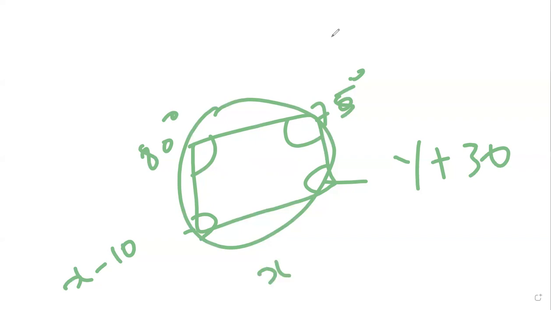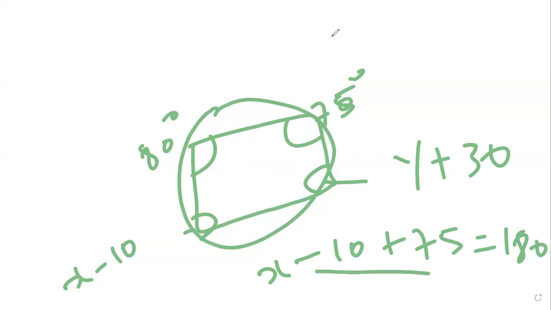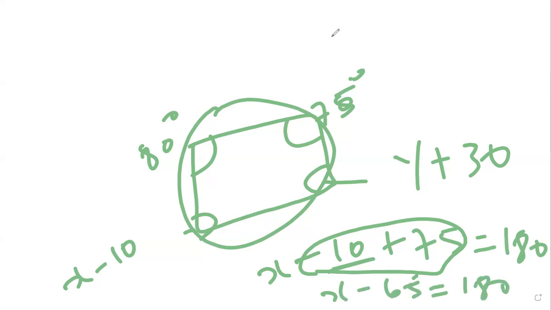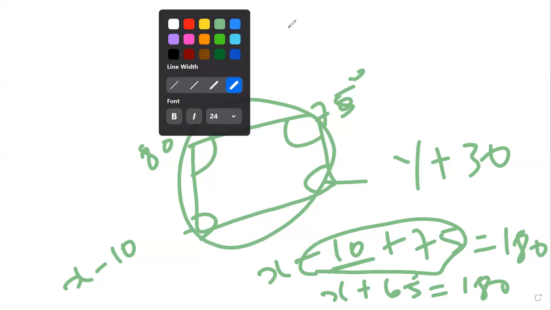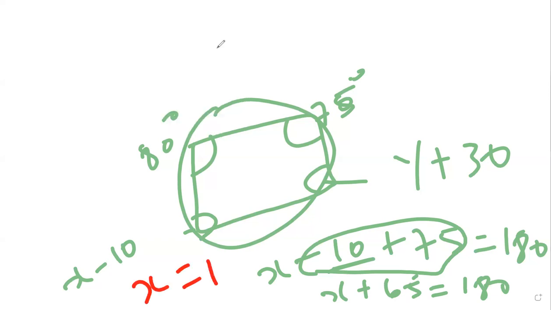So x minus 10 plus 75 should equal 180. I'm going to group the like terms. So when I take away 10 from 75, I'm left with x plus 65 is equal to 180. If I were to subtract 65 from both sides, I will get x equal to 115 degrees. So x is equal to 115 degrees. So there you go. That's x.